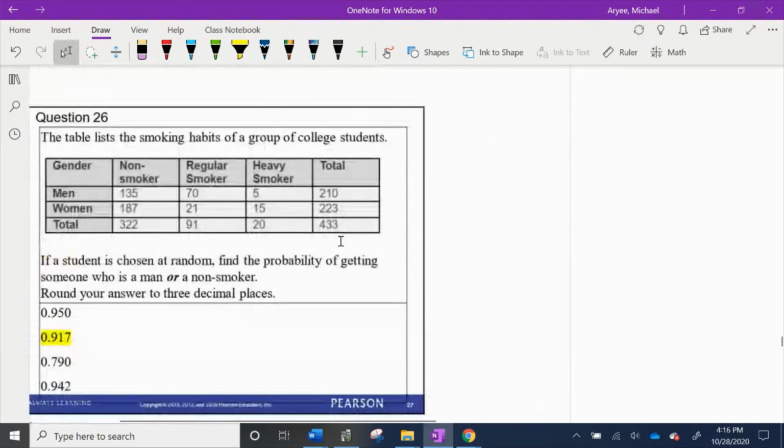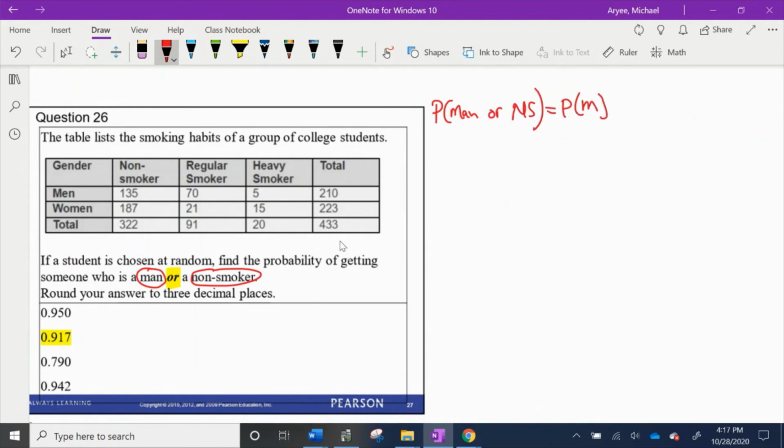This is the last one about 126, right? Oh no, there are 29 questions. Oh, our famous friend. This is an "or" question. So "or" always means the addition rule. We want the probability of men or no smoking, but let me write NS. So that will be the probability of the male plus the probability of the non-smoker, minus the probability of man and non-smoker.